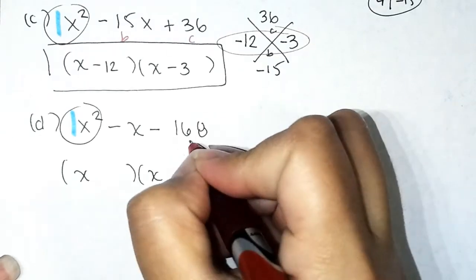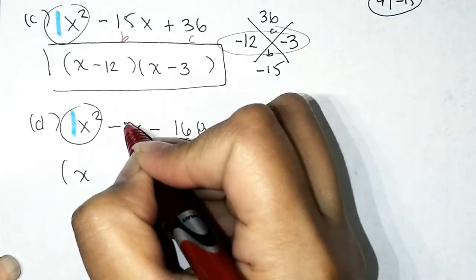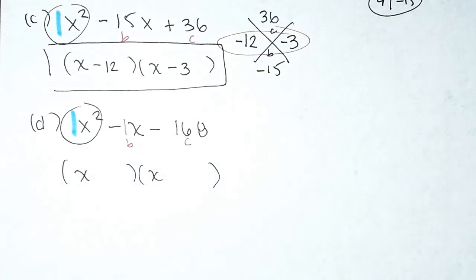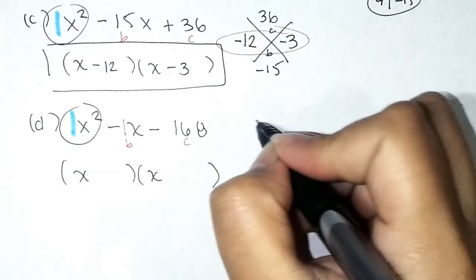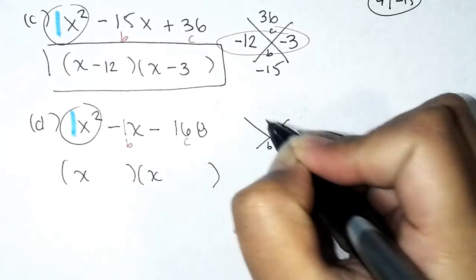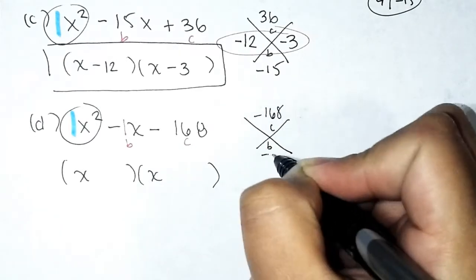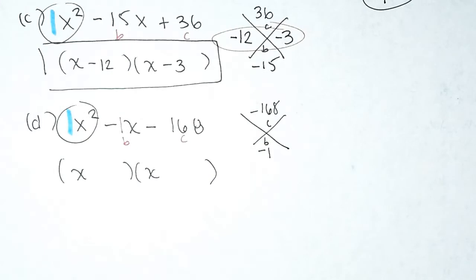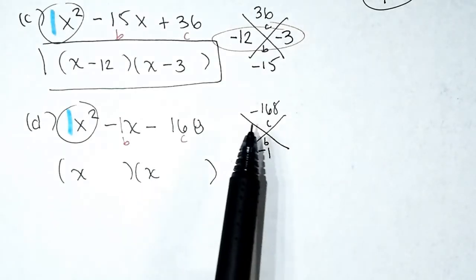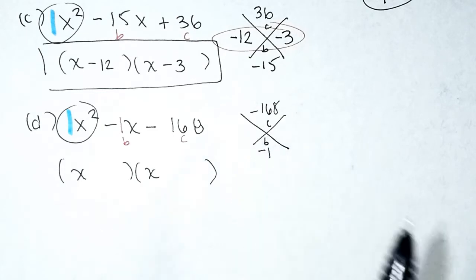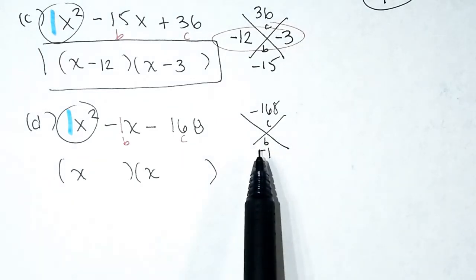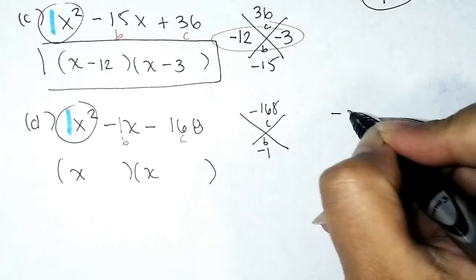To complete the binomial factors, you know the drill. We want to find factors of c that add up to b. Let me highlight the value of b. So I want to find factors of negative 168 that add up to negative 1. Again, the x game is not necessary. If you can just do it mentally, go for it. But this number is out of my zone, so I need to write it out. Factors of negative 168 that add up to negative what?